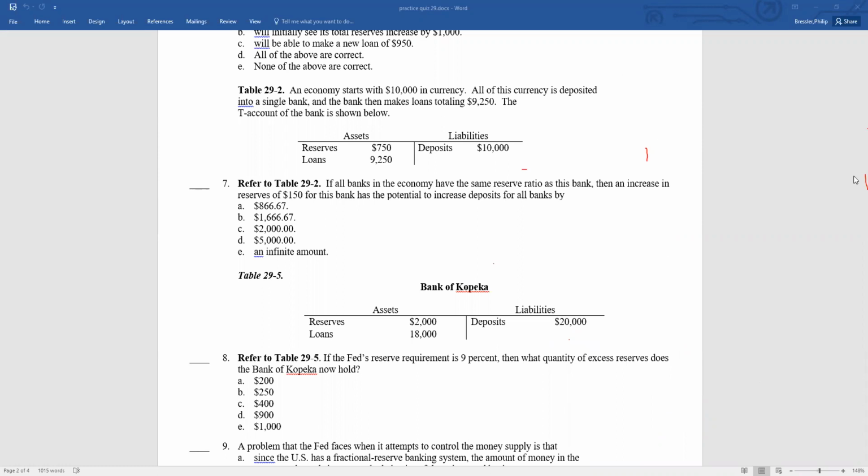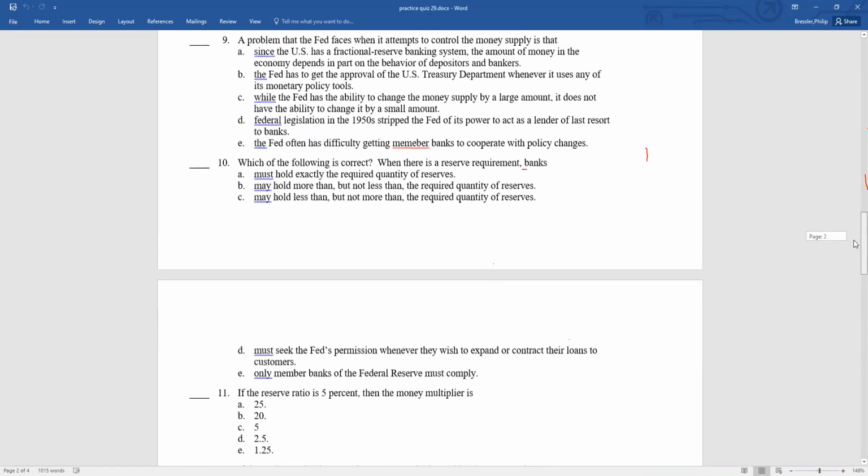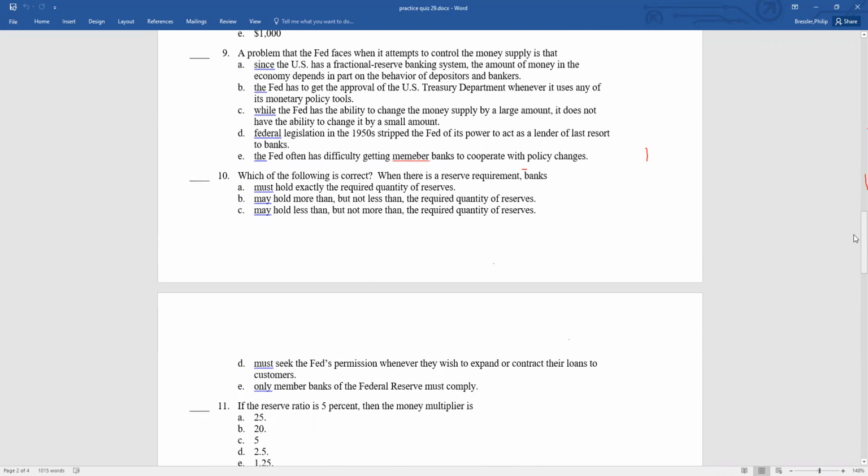All right, let's scroll down and see what we have. We have question 9, a problem that the Fed faces when it attempts to grow the money supply. The answer is A.